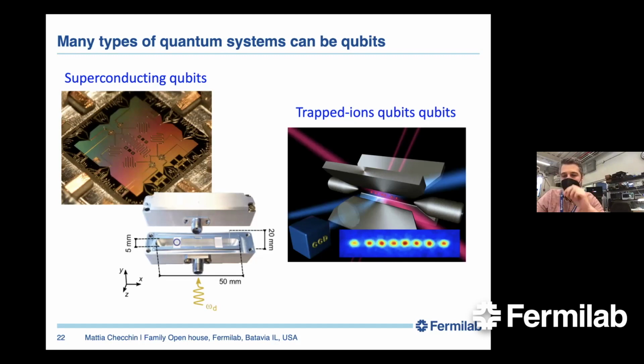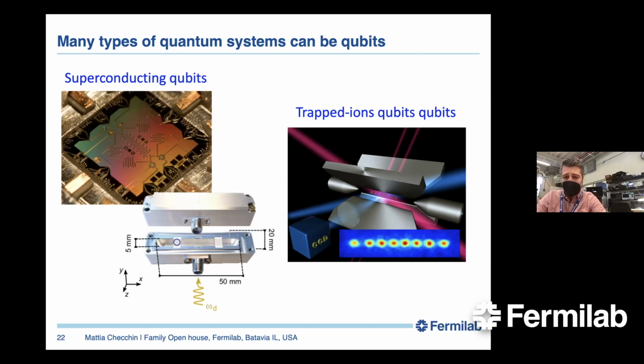So we have an ion. It's basically an atom that is charged, that is confined in an electromagnetic confinement, and can be controlled by applying pulses of light. While for superconducting qubits instead, we're talking about pulses of microwave radiation.